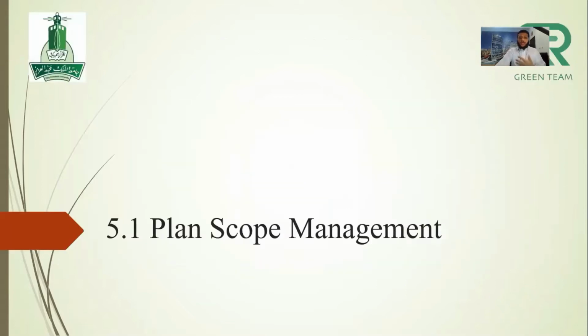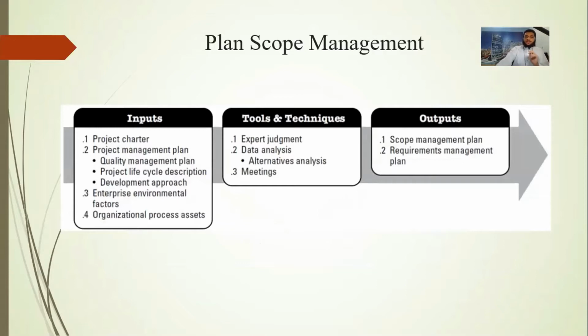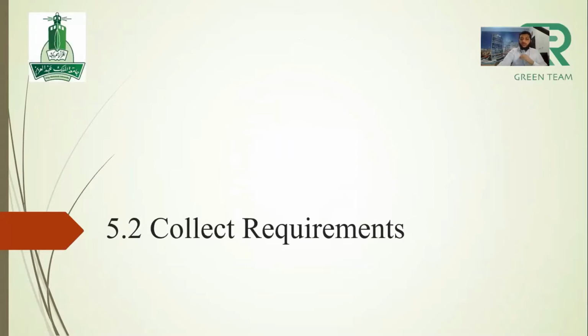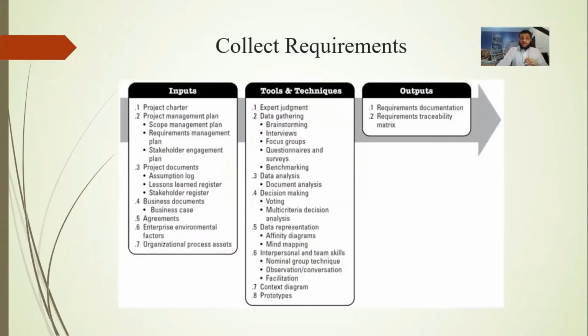Going to plan scope management, in this process we will determine the scope, or how to deal with the scope and how to manage scope. And here you can see the inputs, tools and techniques, and outputs for this process. One of the tools and techniques is collecting requirements. In collecting requirements, we will see what the requirements are that we need to do, or what the requirements are that each stakeholder needs from us to do.